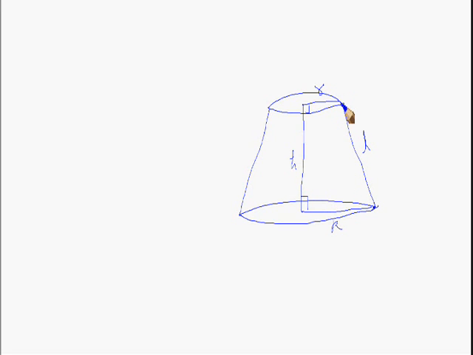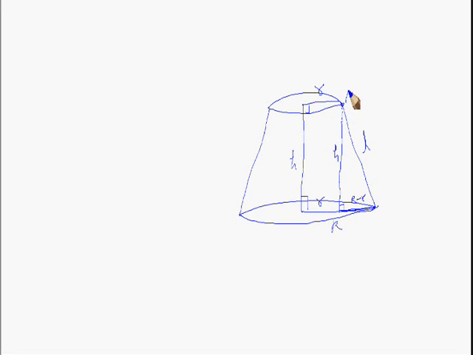Now from this point we drop the perpendicular to the capital R. Let's say we drop the perpendicular, so this length is equal to h, and this is 90 degrees, and this is equal to small r, so that this length we get is equal to capital R minus small r.